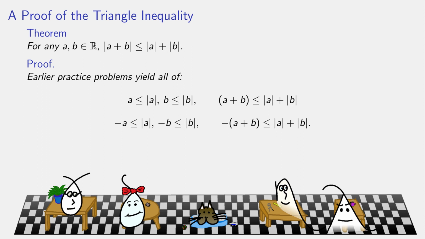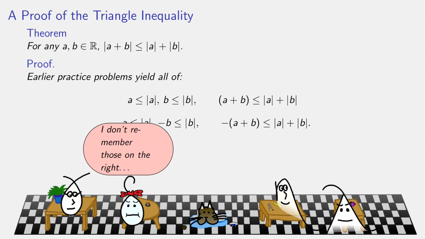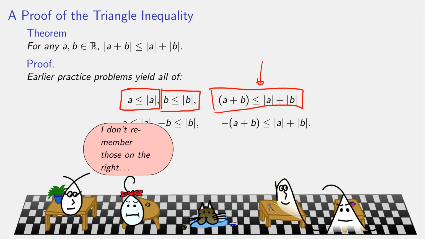Earlier problems that we did give all of these results here. Now the one on the right doesn't look like something that was assigned as a homework problem, but observe if you proved, and this was assigned, that a is less than or equal to its absolute value and b is less than or equal to its absolute value, if you simply add those inequalities together, you'll get this one here. So even though this box on the right wasn't exactly a problem that you did earlier, it does follow immediately from this one, which you did.